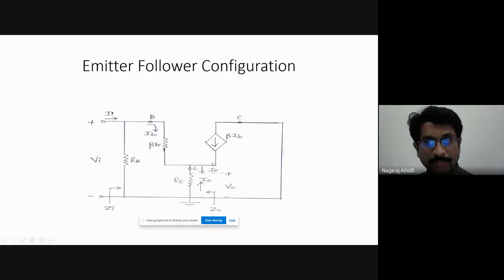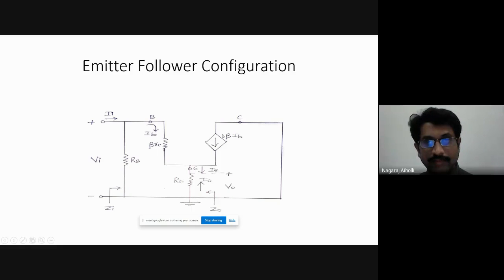Any doubt? Emitter current is moving away from the transistor. The base current and the collector current are moving into the transistor, because IE is equal to IB plus IC. Therefore, here IB is moving into the transistor. Collector current is also moving into the transistor, whereas emitter current is flowing away from the transistor.